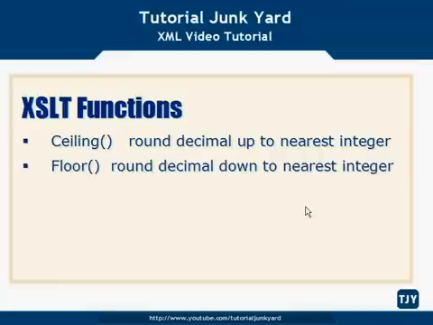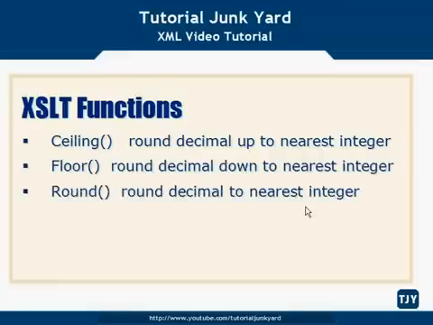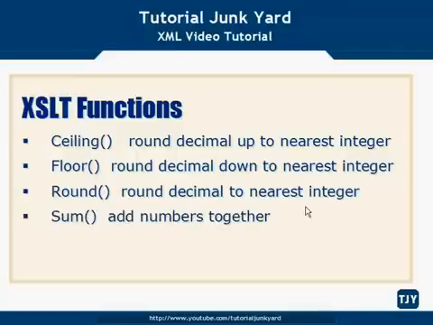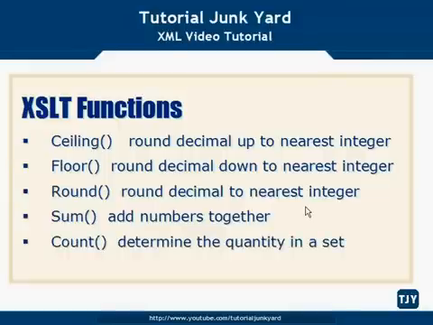There's a floor function that will let you round that decimal down to the nearest integer. There's a round function that will round the decimal to the nearest integer using the rules of rounding. There's a sum function that adds numbers together, and a count function that determines a certain quantity in a set. Now notice what this implies.